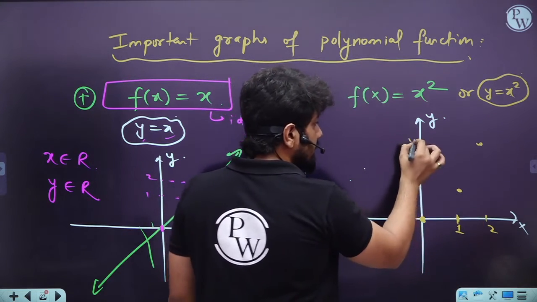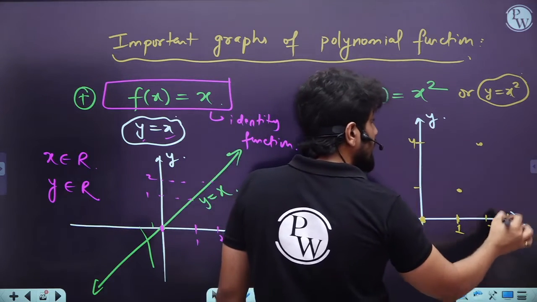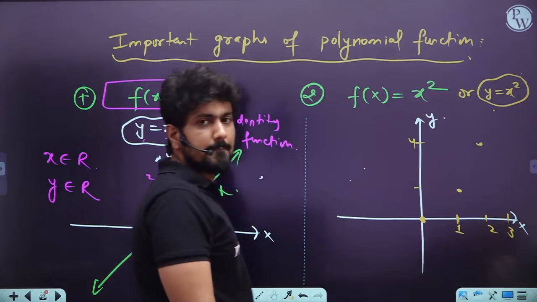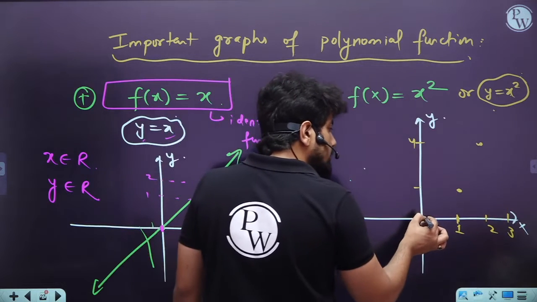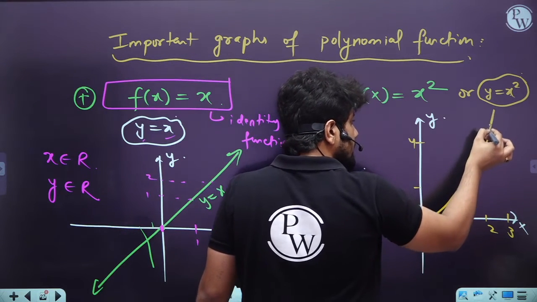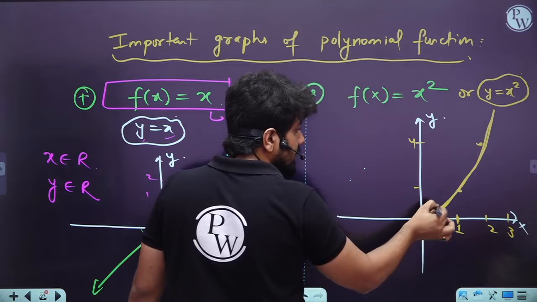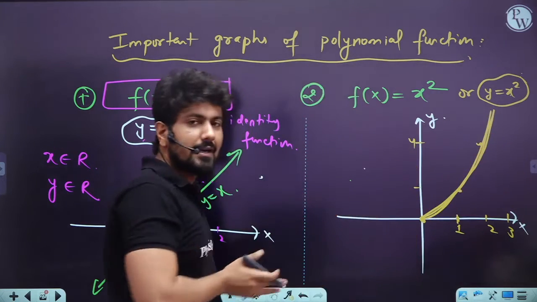Y will be 4 in that case. When x is 3, y will be now much bigger, 9. So if you connect these points, you get something like this. This is how we draw the graph, very easy. Just put the input and get the output.